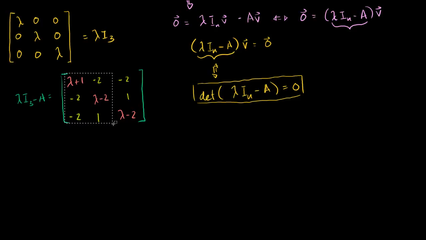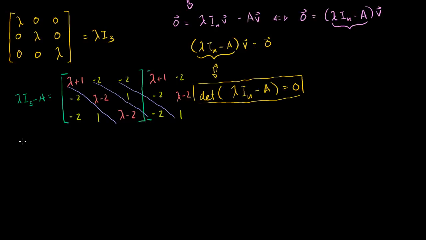So I just take those 2 rows, and then let me paste them, put them right there. It's a little bit too close to this guy, but I think you get the idea. And now the rule of Sarrus, I just take this product plus this product plus this product, and then I subtract out this product times this product times this product. We'll do that next. So this product is lambda plus 1 times lambda minus 2 times lambda minus 2.